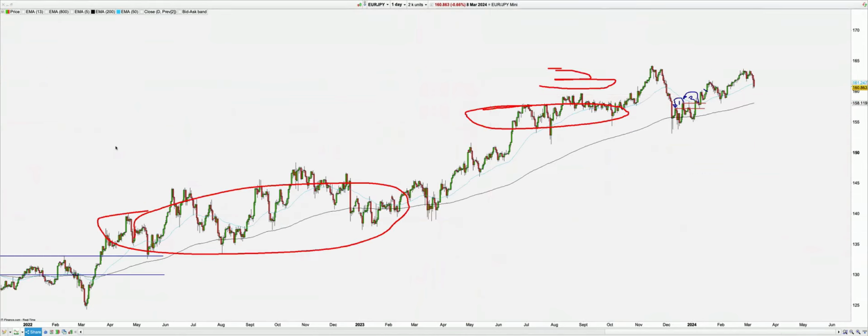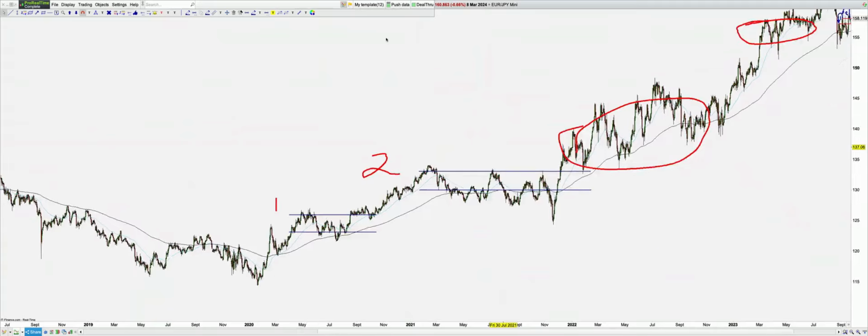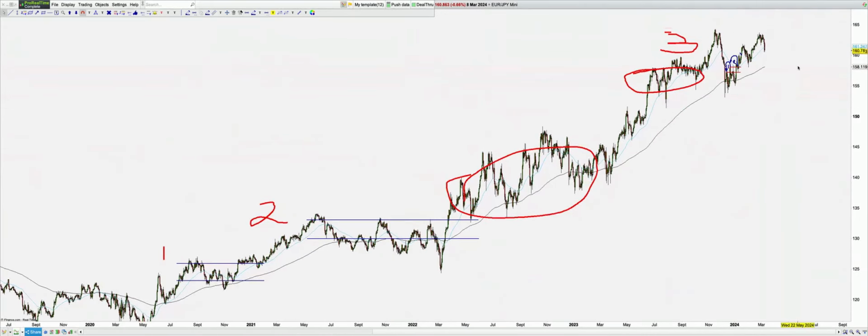Euro JPY is a peak, 1, 2, 3 to the high, but playing out 1, 2, 3, sharp move lower. You can clearly see the 1, you can clearly see the 2. Is it going to do a 3? Wait and see. It's in a peak, so that'll be a dangerous thing to be considering.